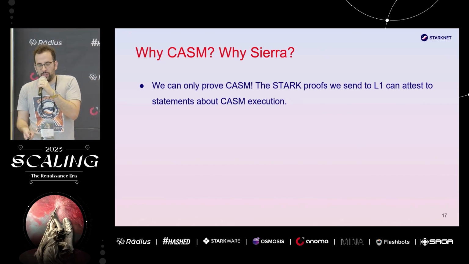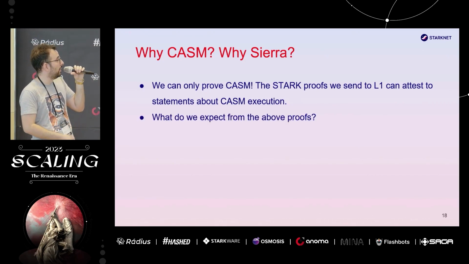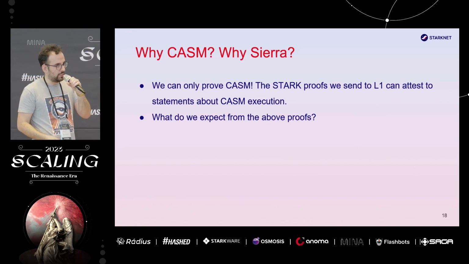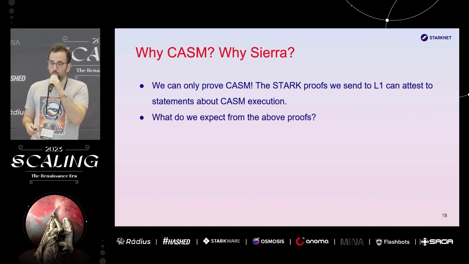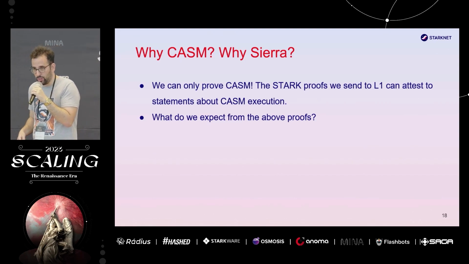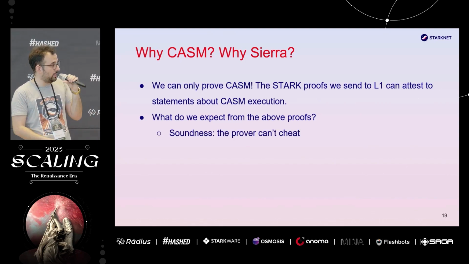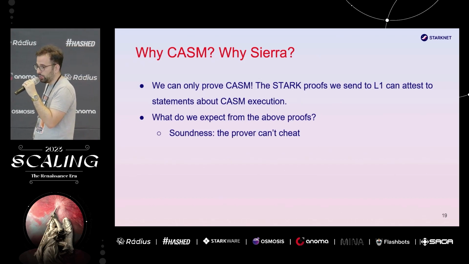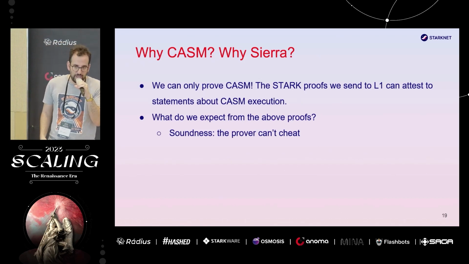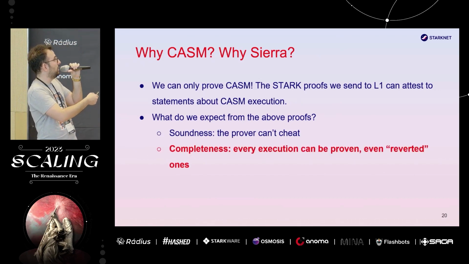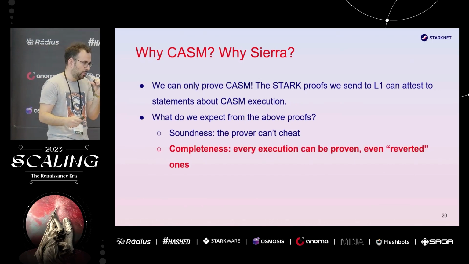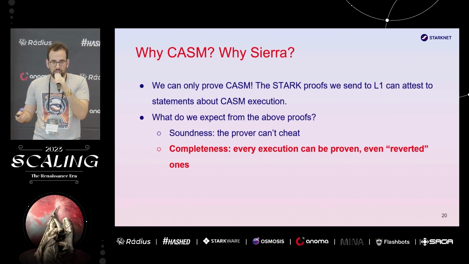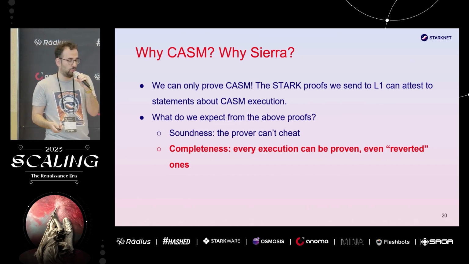Okay, so why Sierra? Why not work as we did before, directly with the Cairo Assembly? To answer that question, I need to get into what exactly I'm expecting from those proofs. There are basically 2 very important properties. The first is pretty straightforward: that's soundness. I don't want the prover to be able to cheat and prove incorrect things. But the safety in Sierra is actually more about completeness. I want to be able to prove every correct computation. I don't want it to be the case that certain transactions are not provable.